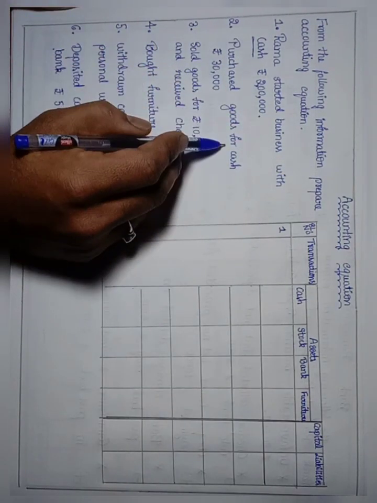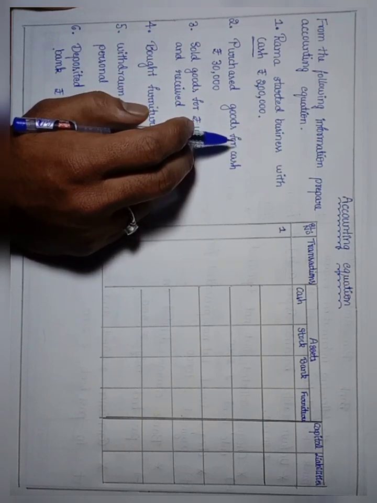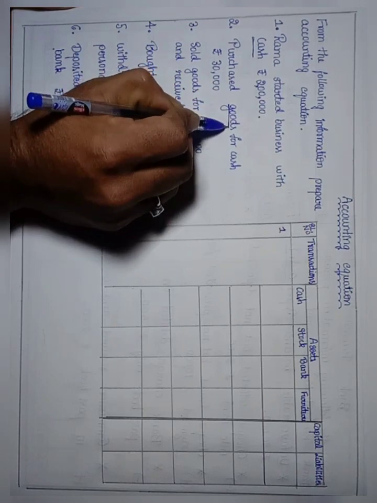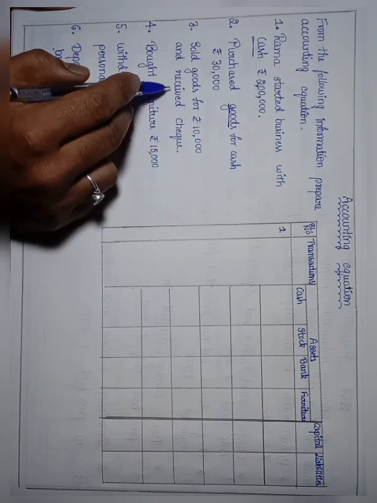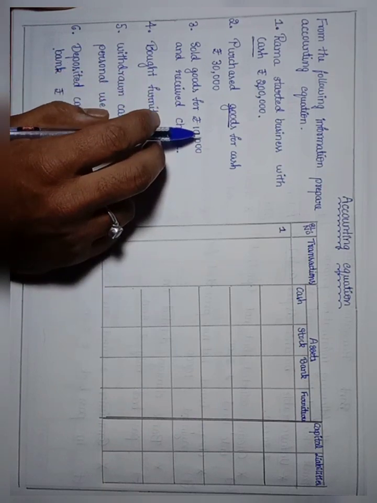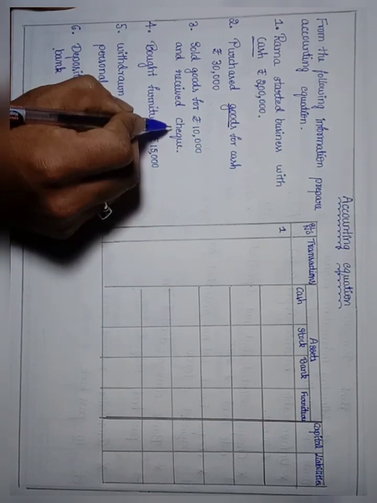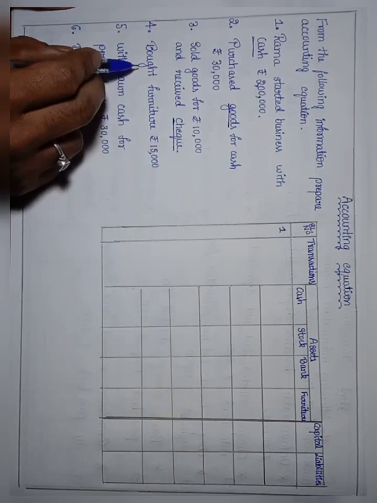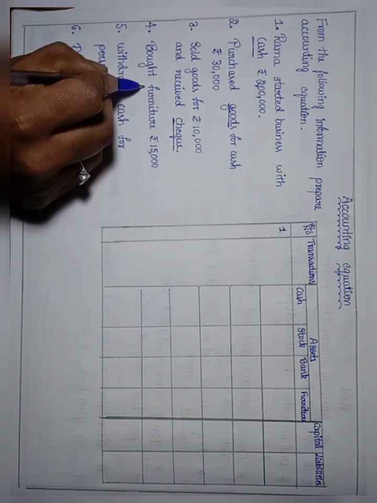Then purchased goods for cash, which means for his business he is purchasing raw materials and paying cash. So here we have one more asset, that is called as stock. Then sold goods for 10,000 rupees and received check, which means whatever goods we are selling, and we are receiving check, which means our bank balance is going to increase. Then bought furniture for rupees 15,000, which means we are paying cash and we are purchasing furniture.